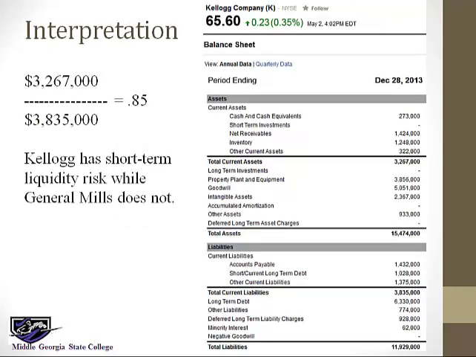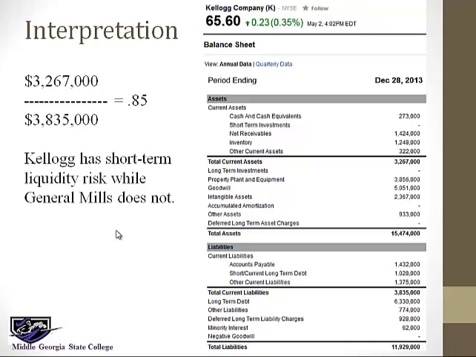So just to compare, I went to Kellogg's and got their current assets and their current liabilities. I got this off of Yahoo under the finance section, and I went and looked up General Mills and clicked on their competitors in order to get a comparison point. Now Kellogg has fewer short-term assets than they do short-term liabilities, so they're below the 1. So they would be considered a short-term liquidity risk, while General Mills was not. So they didn't pass the ratio.